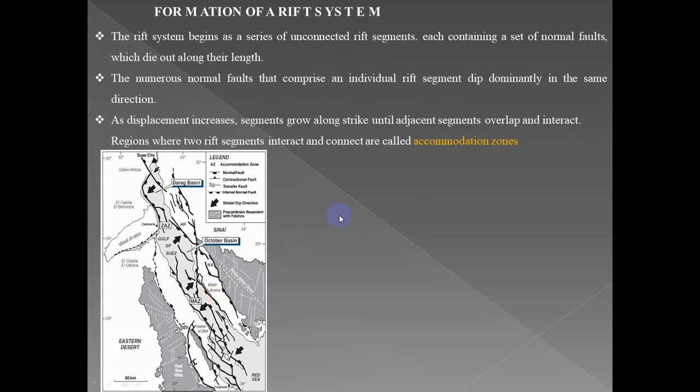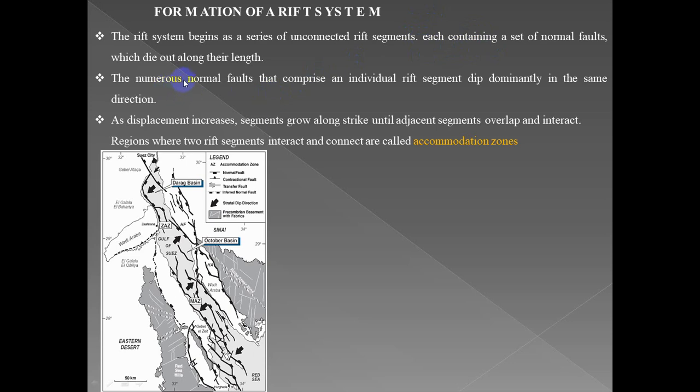How does the rift system develop? A rift system begins as a series of unconnected rift segments, each containing a set of normal faults. Due to continuous extension, each segment extends along its strike and its dip until it is linked with another segment, and so on.